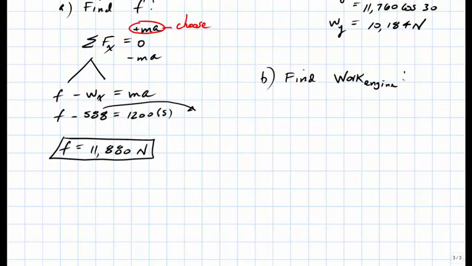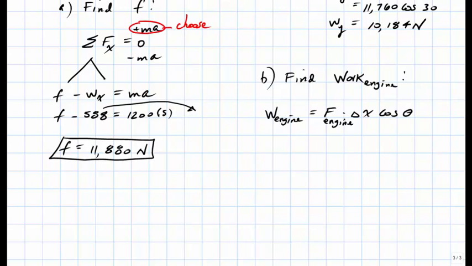It turns out that the work done by the engine, which we'll just abbreviate as W sub engine, can be determined through the definition of work. That equation tells us that the work done just equals the force times the displacement times the cosine of the angle between the force and displacement. And of course, we're talking about the force that the engine produces.